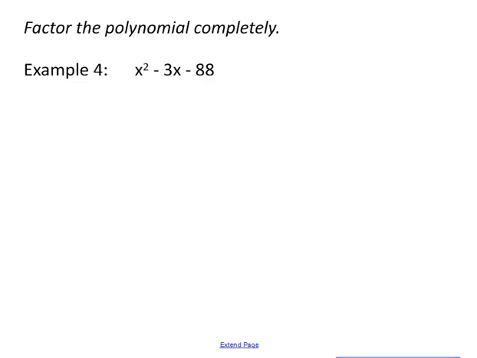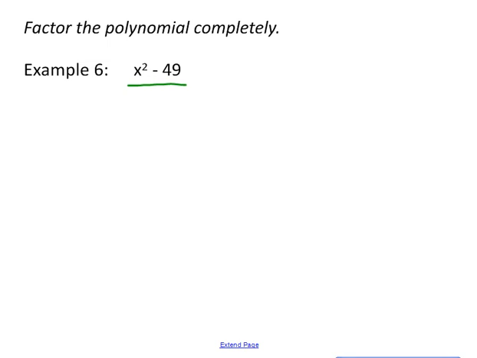Example 4, I'm going to have you do on your own. And example 5, I'm going to have you work by yourself. Let's look at example 6. First thing we want to do is check for GCF. Do we have anything in common? And the answer is no, we have no GCF.